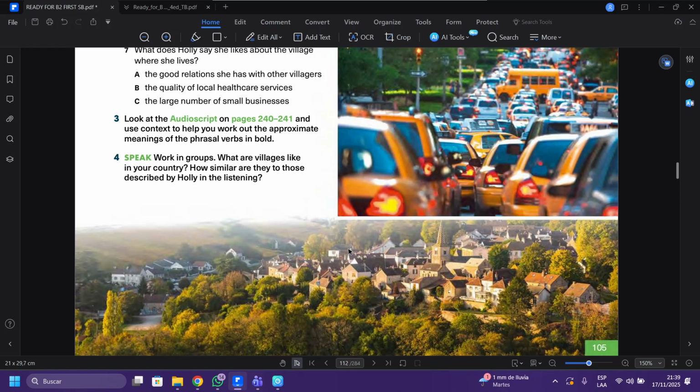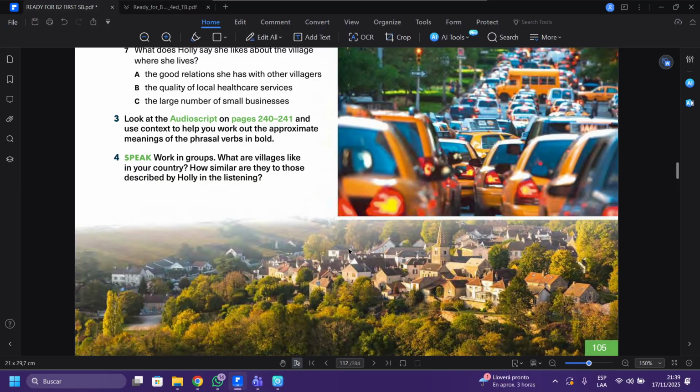But what about villages in our country? Can you describe maybe the place you live in? What are the villages like in your city, for example? How similar are they to those that Holly described in the listening task?